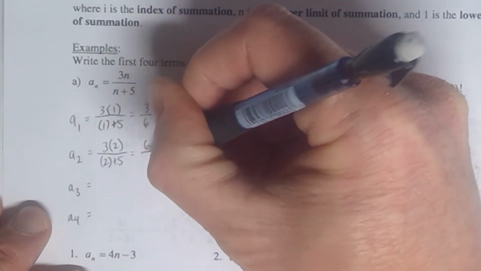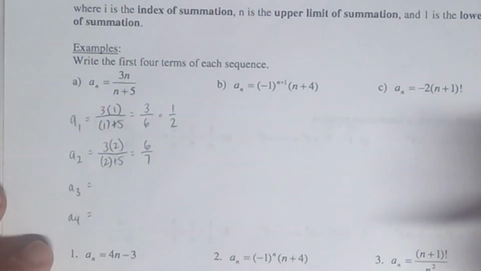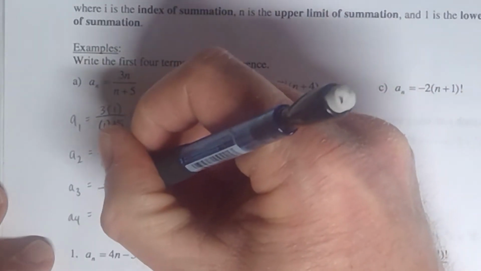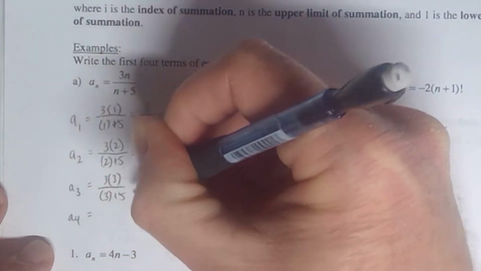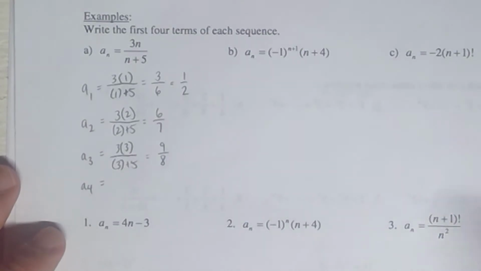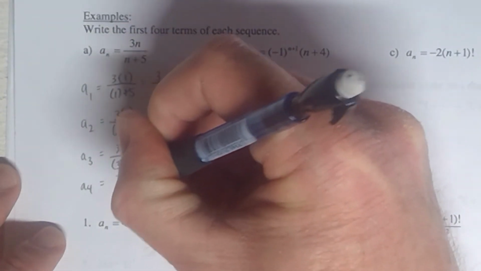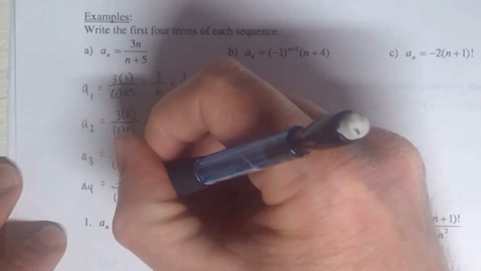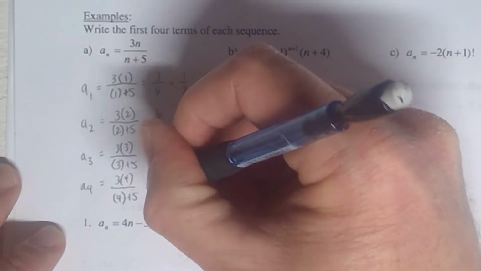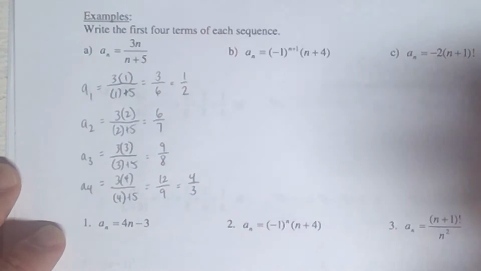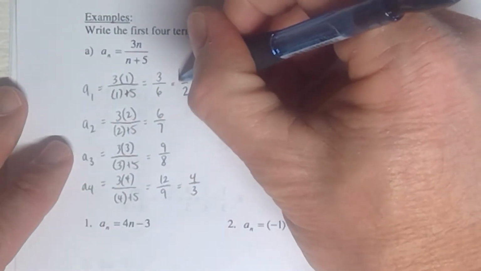Figure out what the top and bottom are equal to, and we get 6/7. Keep going here, a couple more. If I plug in the 3, I get 9/8. Again, that's already in lowest terms. And then finally, a sub 4. You get 12 on top and 9 on the bottom, which reduces down to 4/3. Okay.